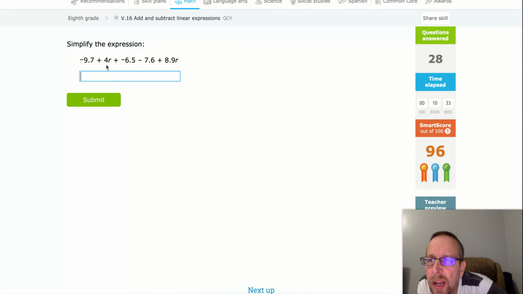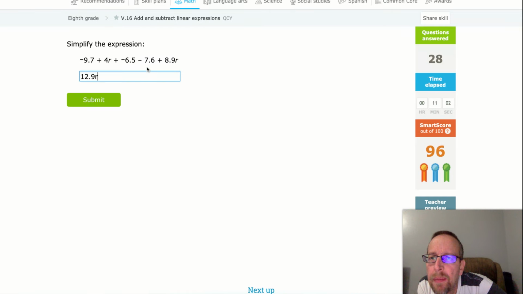And some more decimals. I only see 2 terms with an r, the 4r and the 8.9r. If I add those 2 together, I get 12.9r. Then I have the 3 terms without. I'm going to add the 2 negatives together. That's going to give me a negative 16.2. And then a negative 16.2 minus the 7.6. Oh, no.